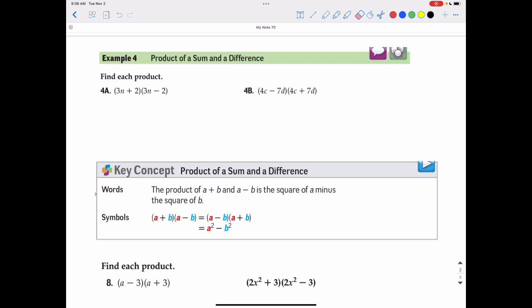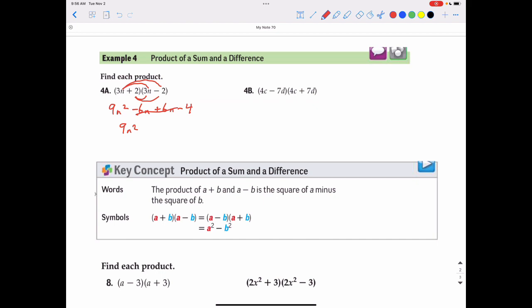So if we were to double distribute, I would have 3n times 3n, and that is 9n squared. 3n times negative 2 is negative 6n. 2 times 3n, that is positive 6n. And then 2 times negative 2 is negative 4. And notice that I have a negative 6n and a positive 6n in the middle there. So those actually cancel each other out. So I'm left with just 9n squared minus 4.